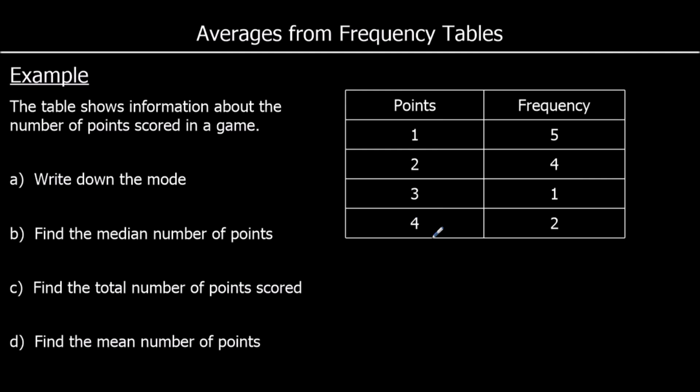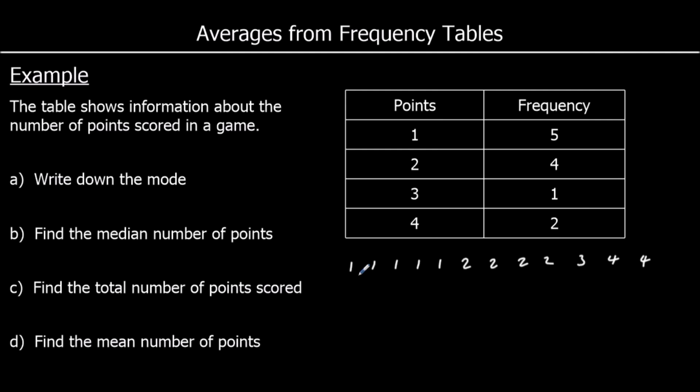So if this was written as a list, there'd be 5 ones. So 1, 2, 3, 4, 5 ones. There'd be 4 twos, 1 three, and 2 fours. So this list gives the same information as this table.